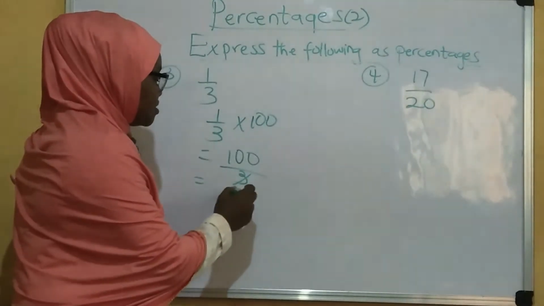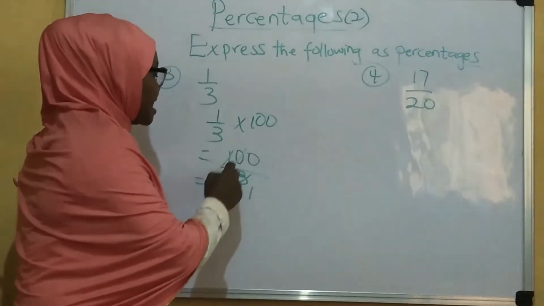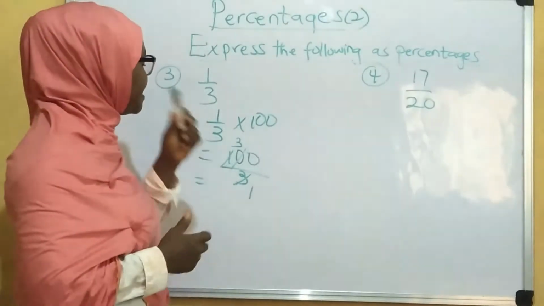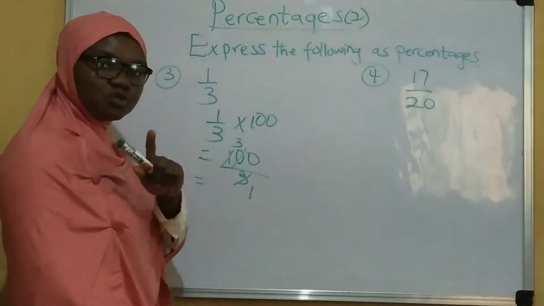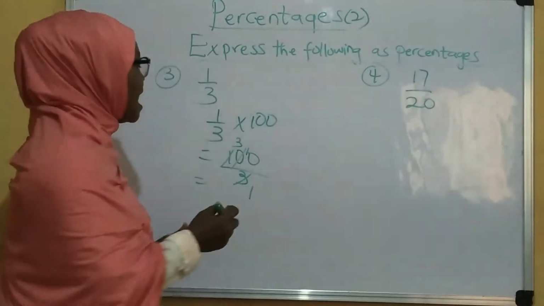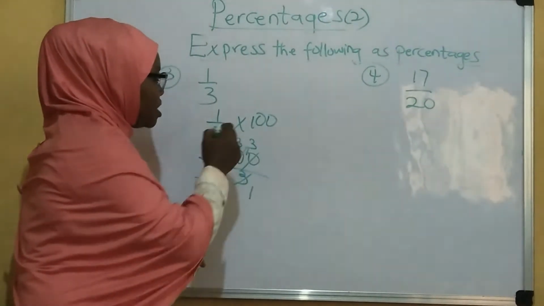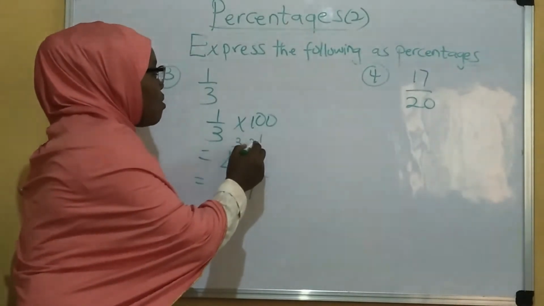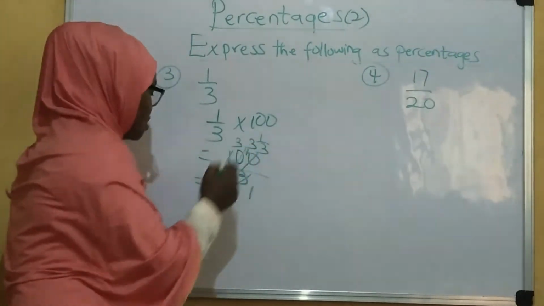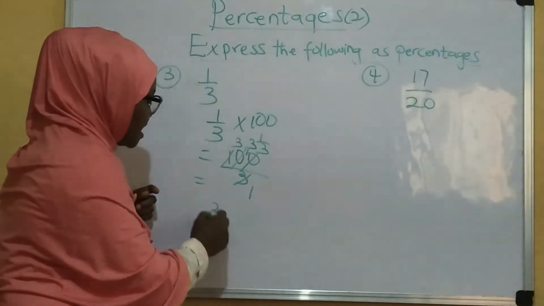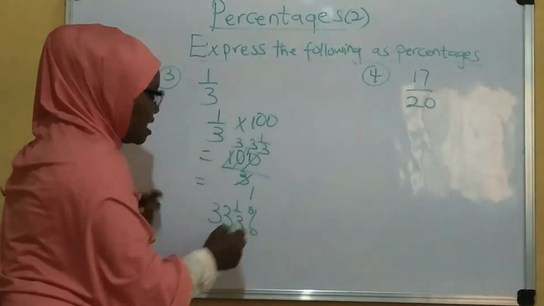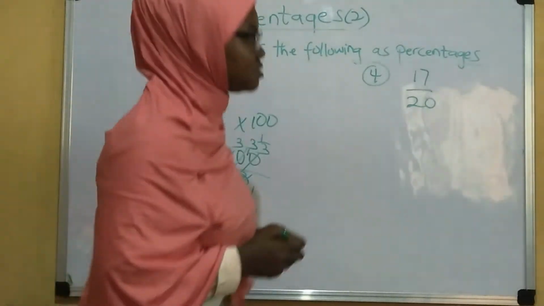How many 3 can I get in 3? 1. How many 3 can I get in 10? I have 3. Because 3 times 3 is what? 9. Now if I subtract 9 from 10, I'm going to be left with what? 1. That 1, I'll place it here, and this becomes what? 10. How many 3 can I get in 10? 3. Remainder what? 1 over what? This denominator. So my answer is going to be what? 33 whole number, 1 over 3%. Is that clear? Alright, now let's move on to the next one.